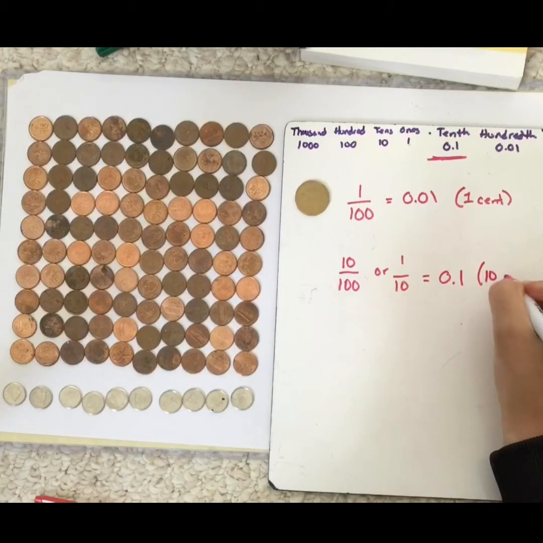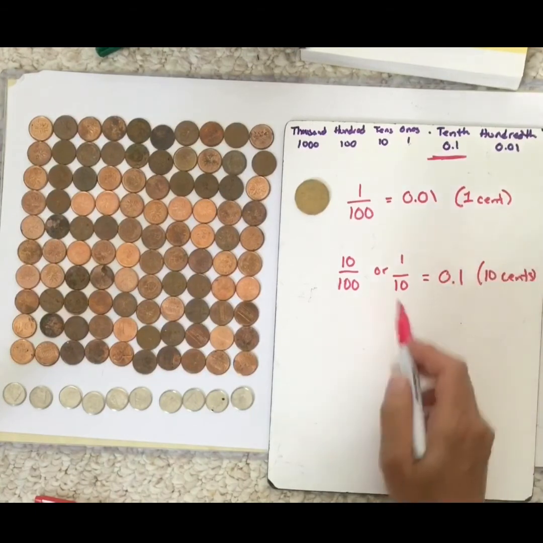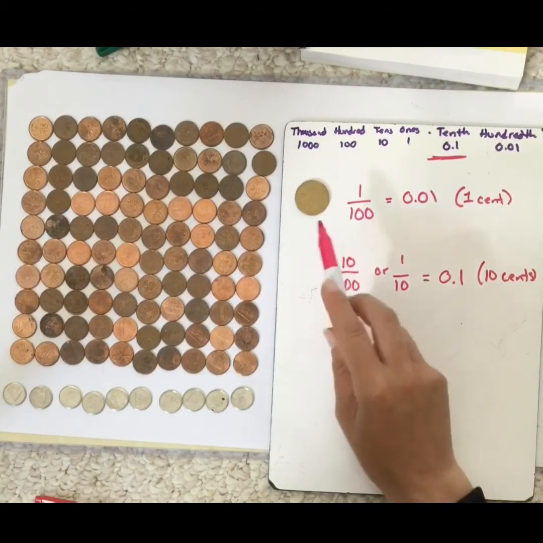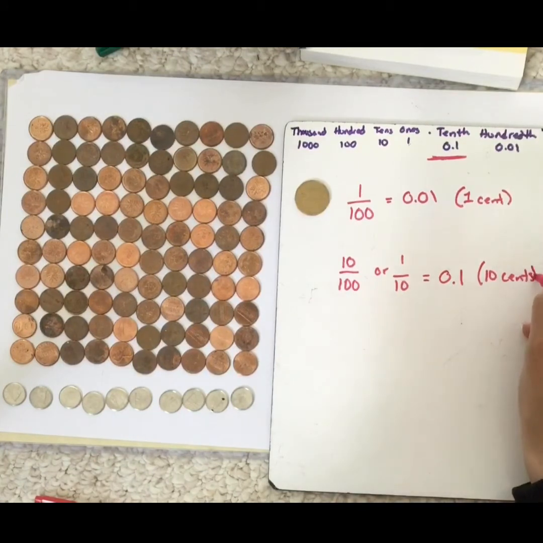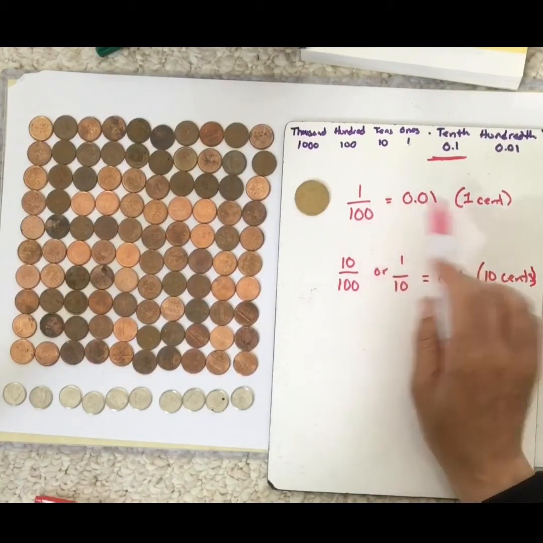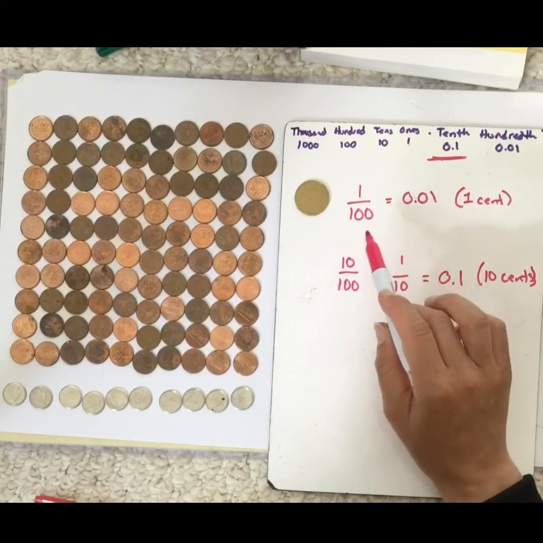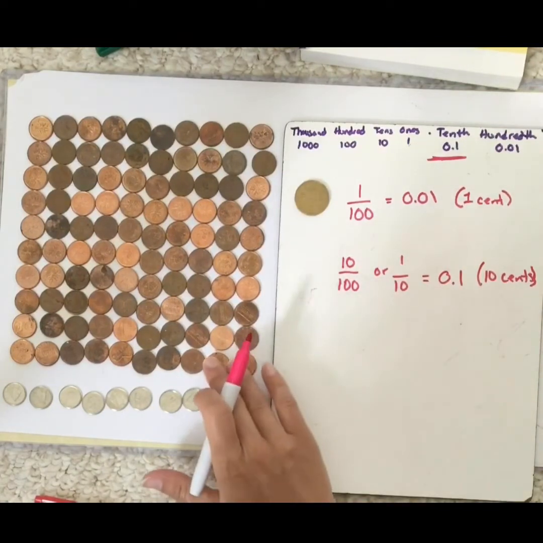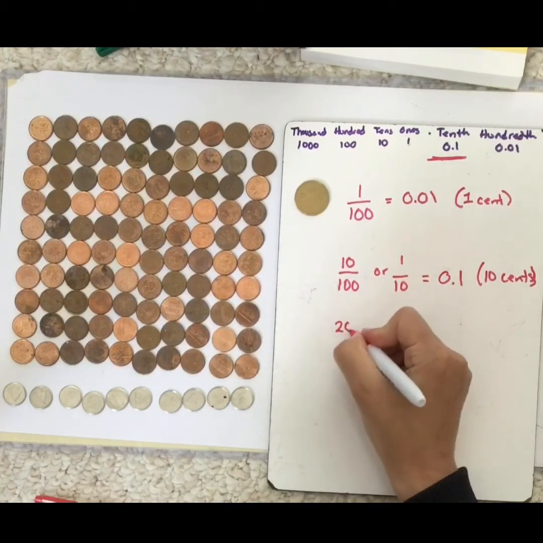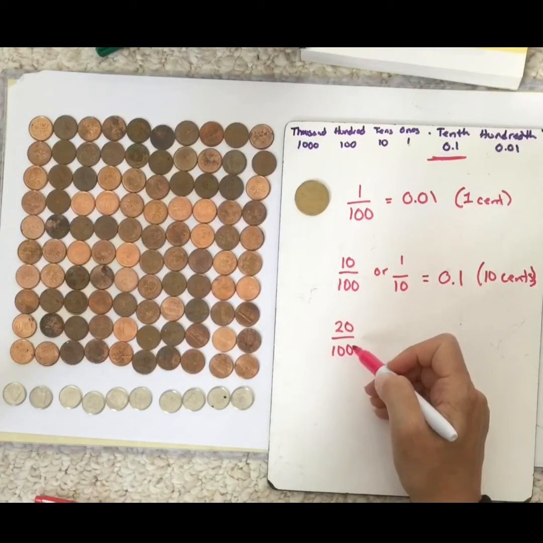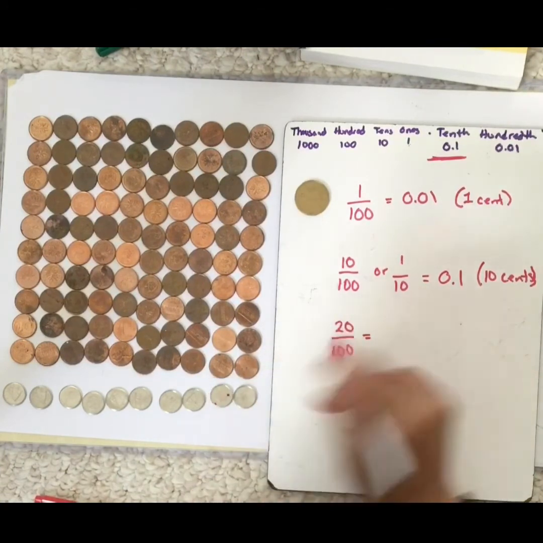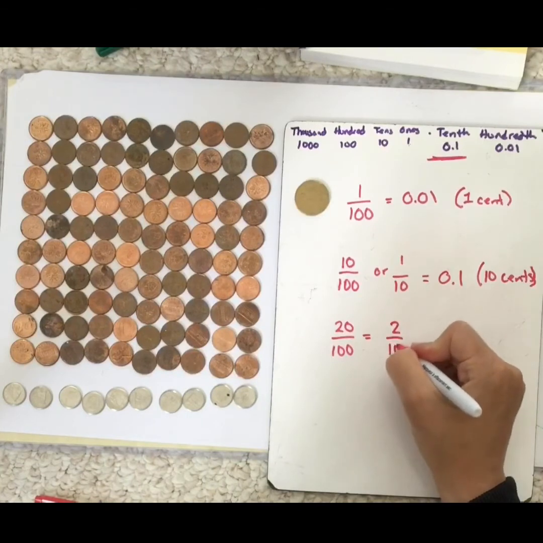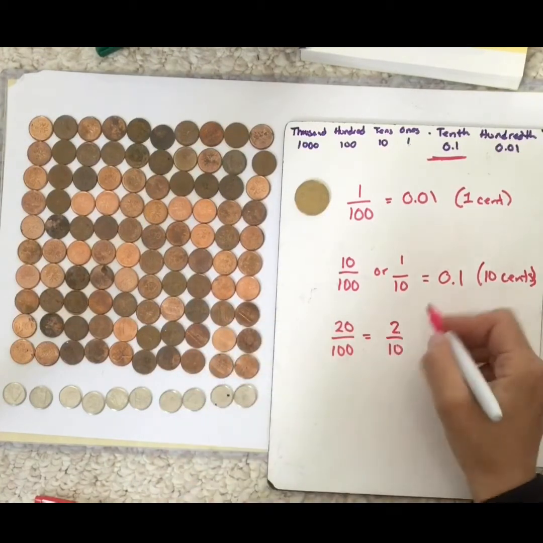So 10 cents. And you could write that with that 0 at the end. It doesn't matter too much in this case. So 1/10 of a dollar is 10 cents, or 1 penny of a dollar is 1/100th. Well, what if we had 20 pennies? We have 20 hundredths, or we have 2 tenths. There's 2 rows out of 10.